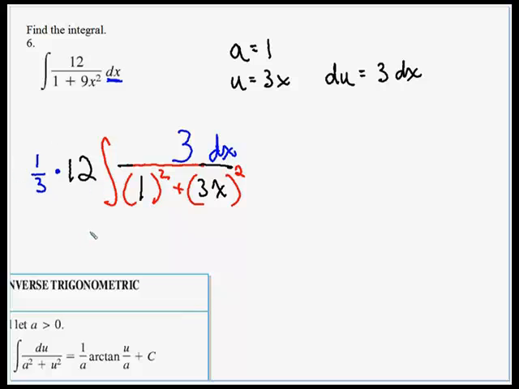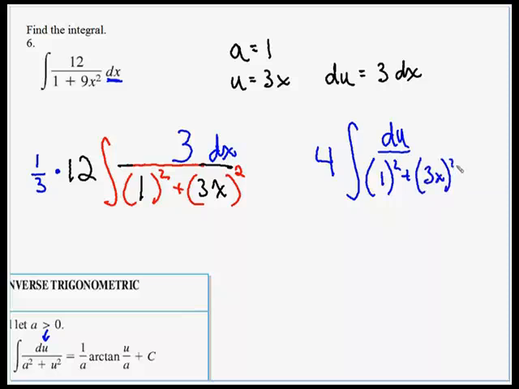This 1/3 of 12 is going to be a 4. And then we have our integral. 3 dx is the du that we need by the formula here. Our a value is going to be 1 squared, plus our u value is 3x. So here's a, here's u. We're all set to go.